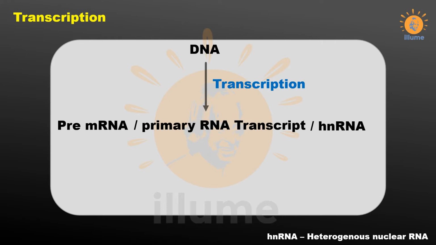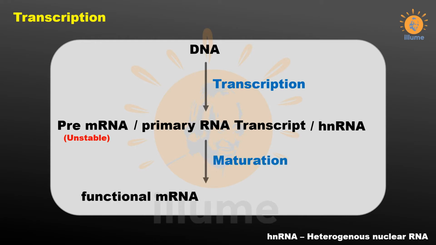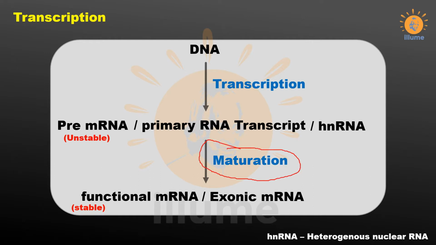This pre-mRNA, primary RNA transcript, or hnRNA, is actually unstable, and by a process called maturation, this unstable pre-mRNA gets matured into a functional mRNA, or exonic mRNA. This exonic mRNA is a stable molecule and is now ready for translation. So just after transcription, the mRNA formed is an unstable molecule called pre-mRNA, primary RNA transcript, or hnRNA, which cannot translate into proteins. So it is first matured into functional mRNA or exonic mRNA, which is now ready for translation. Today in this video we are dealing with the process called maturation. Let's start with it.